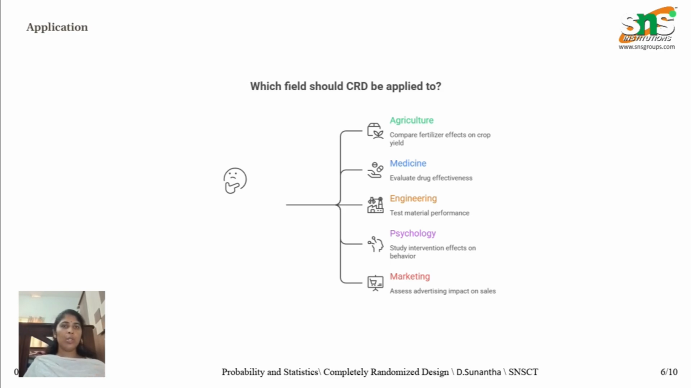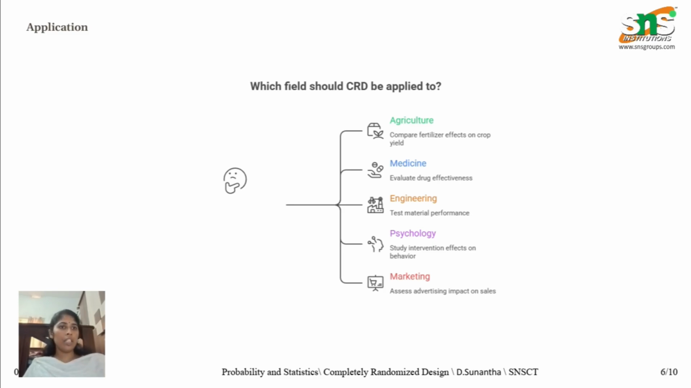So here are a few applications of the CRD method. The first one is in the agricultural field, on uniform land, like the example we have seen with fertilizers. Next, in medical trials, controlled lab conditions are tested. Next, standardized materials will be used in industrial testing. The advantage of this method is that it is very simple and easy to analyze. If we have advantages, then there will be a disadvantage also. This method cannot be used for heterogeneous units.